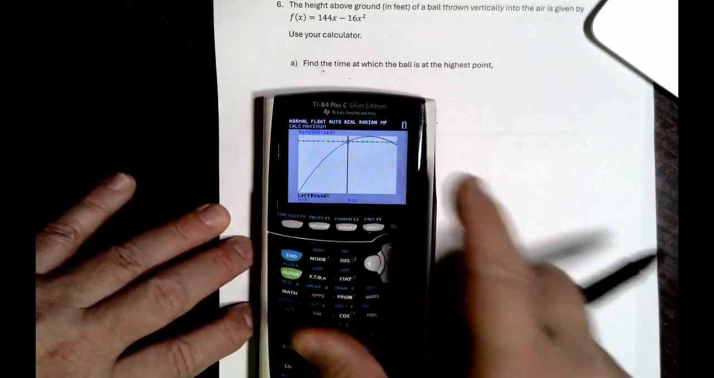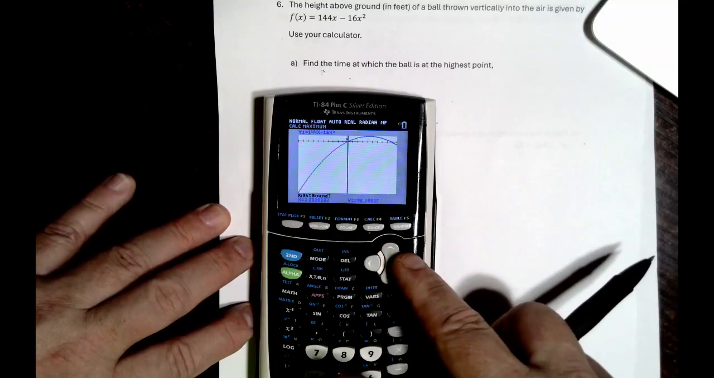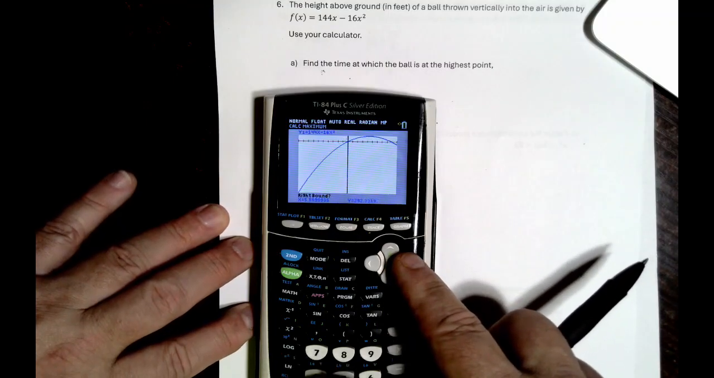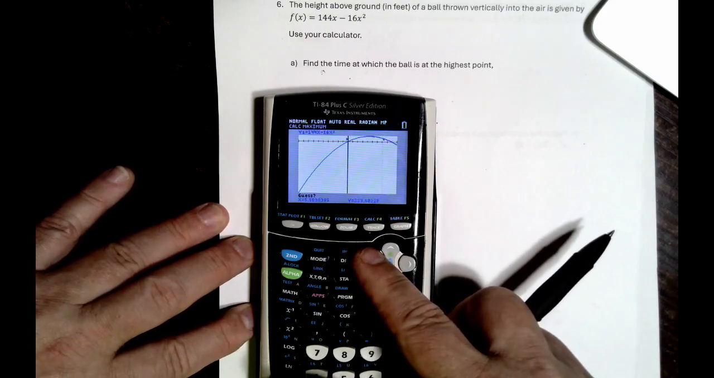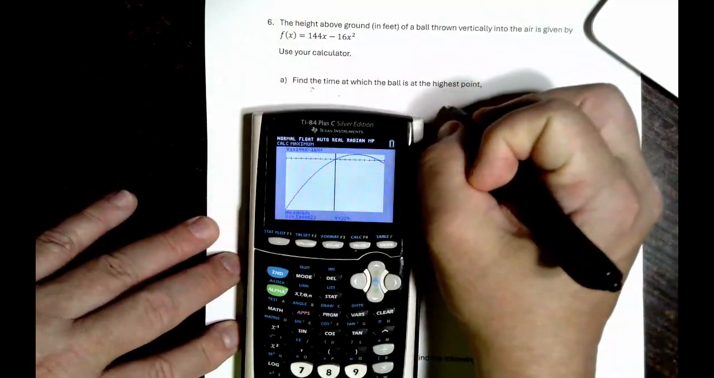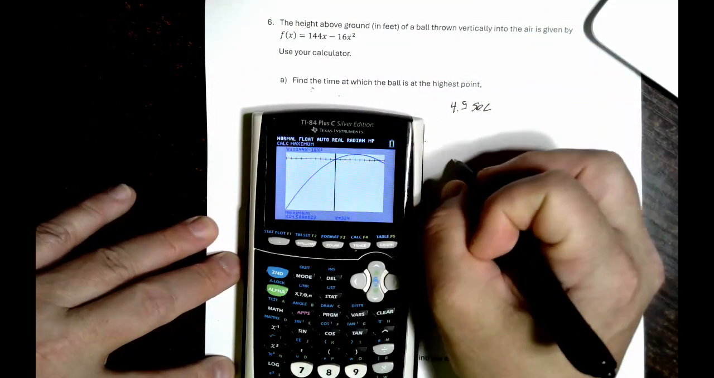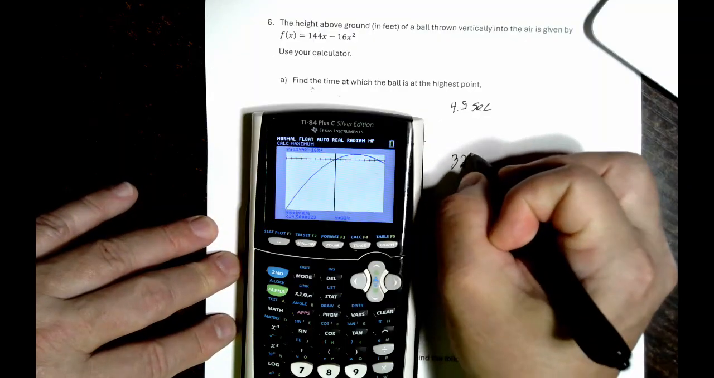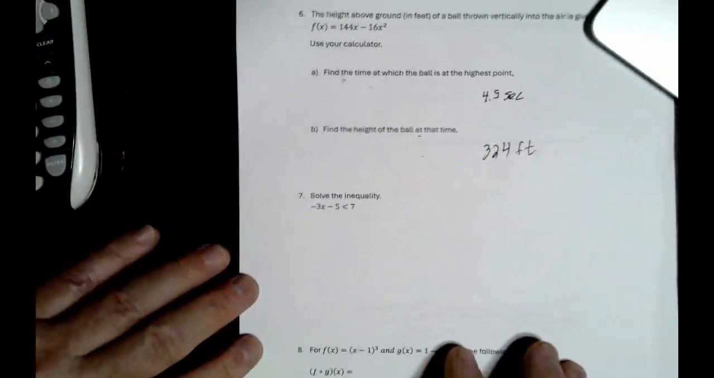You move to the left, we already are. Enter. Move to the right, to the other side of the maximum. Enter, and then move back to the center. You don't have to be right on top, but just somewhere close. Okay, and so you get 4.5 is the number of seconds, and then the 324 is your maximum height in feet. That's your A and your B.